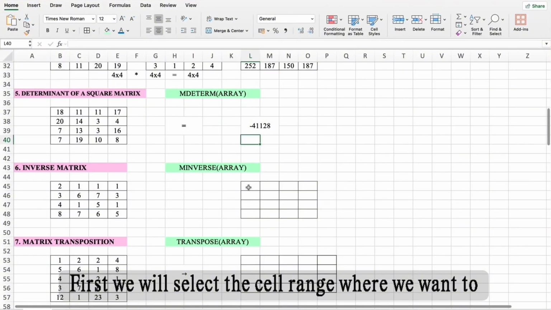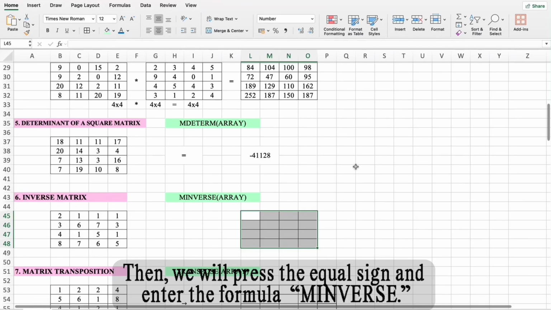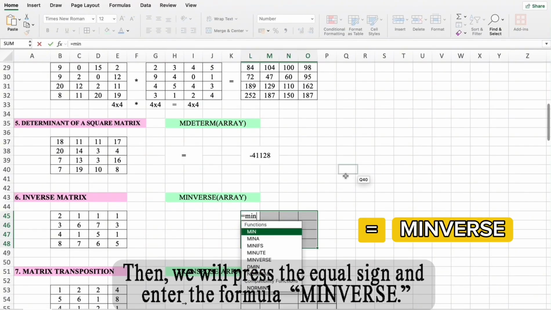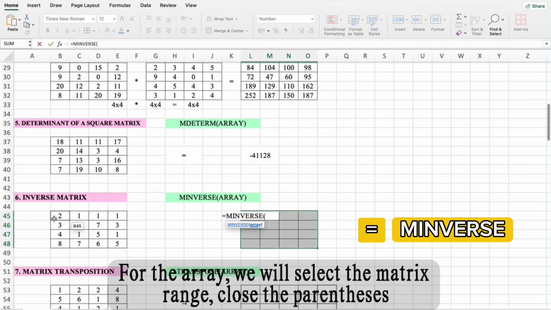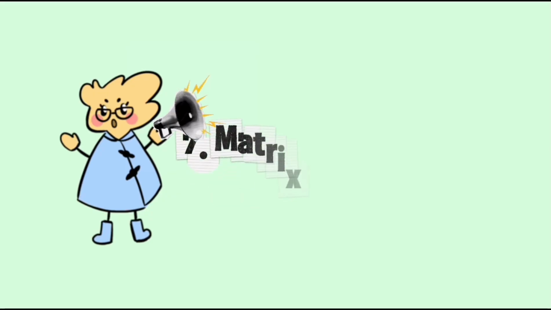First, we will select the cell range where we want to display the result, and then we press the equal sign and enter the formula, the function in Excel, MINVERSE. For the array, I will select the matrix range, close the parentheses, and press enter, and then we get the inverse of that matrix.